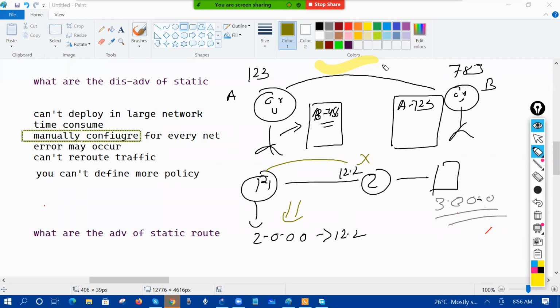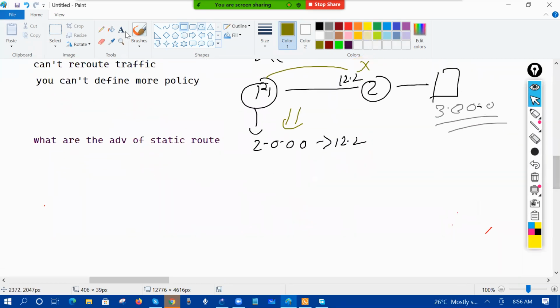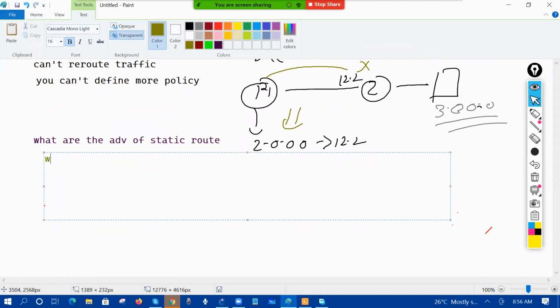So that's why it's not recommended to use static routes in a big network, right? What is the advantage? Easy to configure. Security, right? Security in the sense of what? I only need to define the specific route. So in that case, no one can perform an attack in my network, right? If I'm not going to define the reverse route for the data direction, I cannot send my traffic.